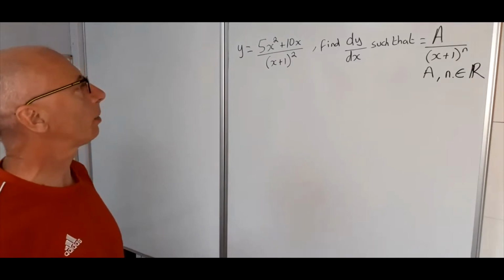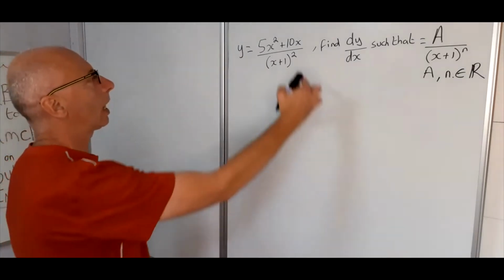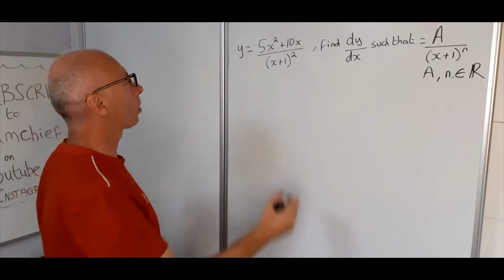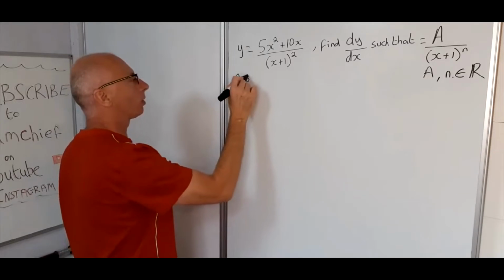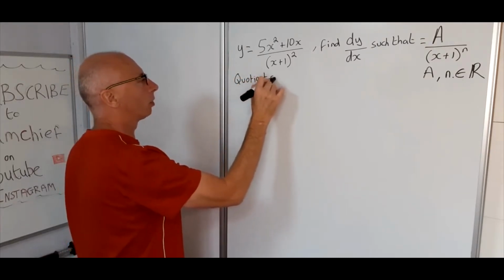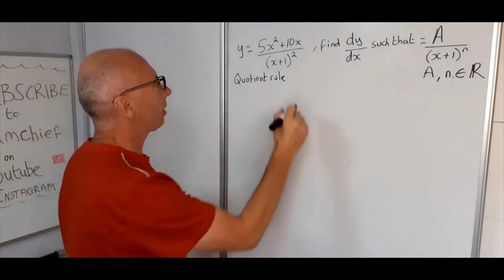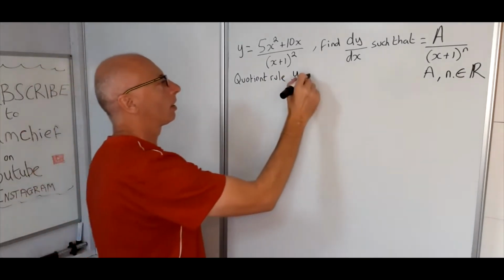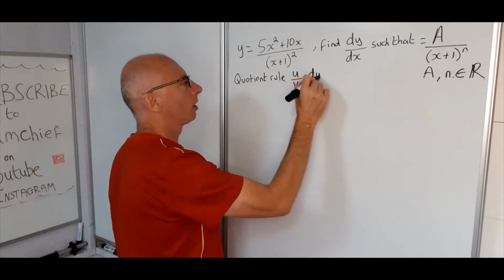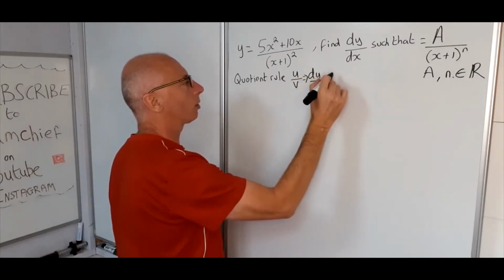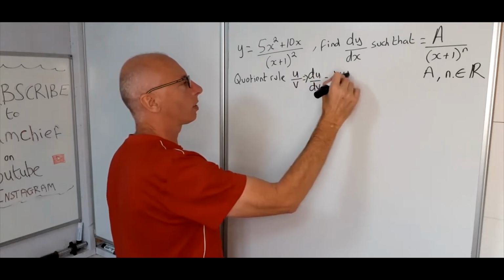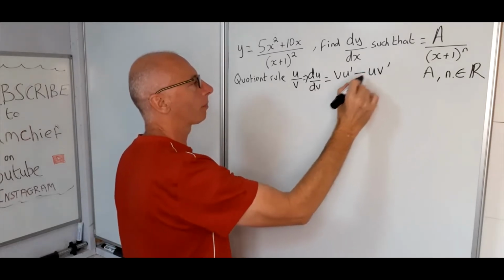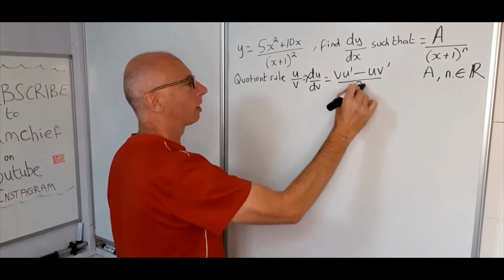Okay, so how do we do that? Well, as this is in the form of a fraction, one of the most common ways to find the derivative of that is to use the quotient rule. And what that states is that if you've got u over v, then d(u/v) is equal to v times u prime minus u times v prime, over v squared.